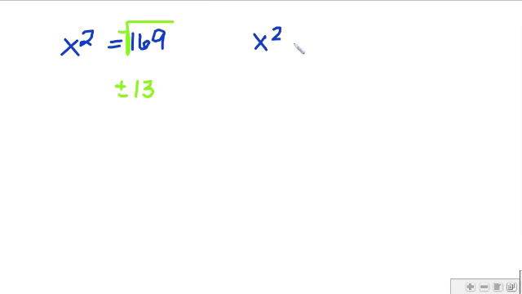x squared equals negative 49? Well, I'm going to take the square root of negative 49. Now, can I have a negative 49 as a square root? No, I can't. Whenever you get a negative inside the square root sign, or inside the radical, this is no real solutions. And that's what you're going to put as your answer.